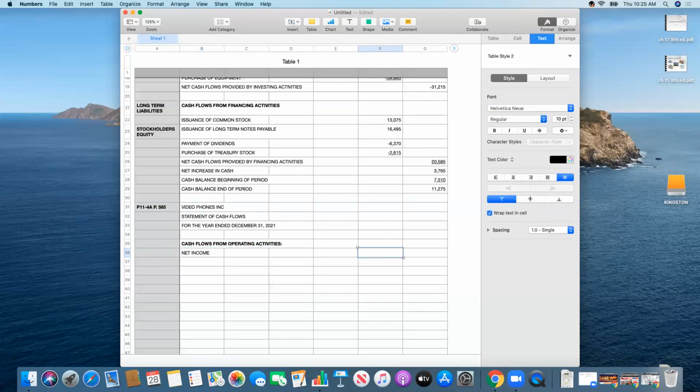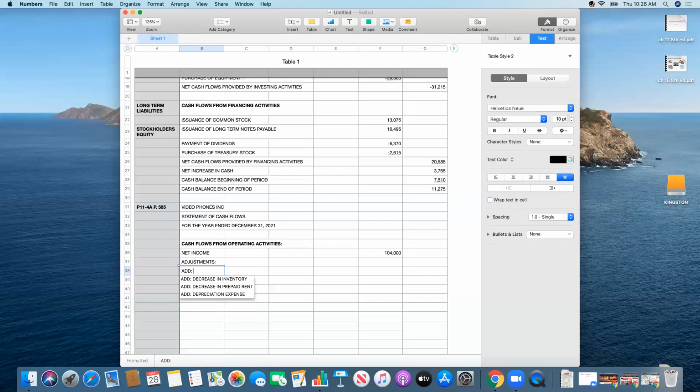Net income. If I look at that income statement, the net income is 104. Adjustments. Add depreciation expense. Depreciation expense was 37,000. There was a loss on sale of land. Add loss on sale of land, and that was $9,000. I'm finished with my income statement. I shouldn't have to look at it again. So these amounts came off the income statement.